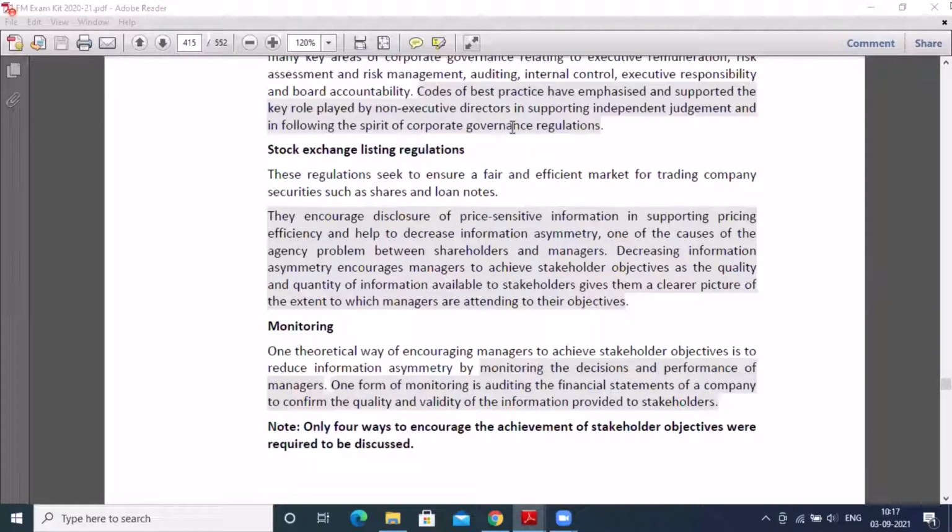So the main agenda of these requirements is to focus on the organizational goal rather than the individual. I hope I addressed your query. Any other question? Yeah, it is goal congruence, correct.